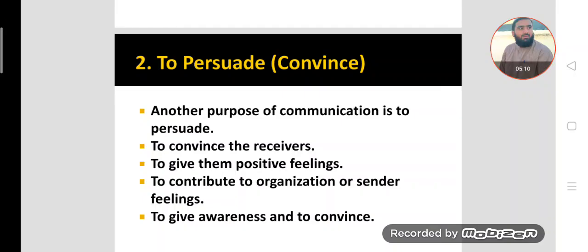For example, when we are facing problems from others, from our employees, our staff members, our faculty members, our students, or our workers, then we call them and we persuade and convince them. So it is a function or purpose of communication to persuade and convince others.